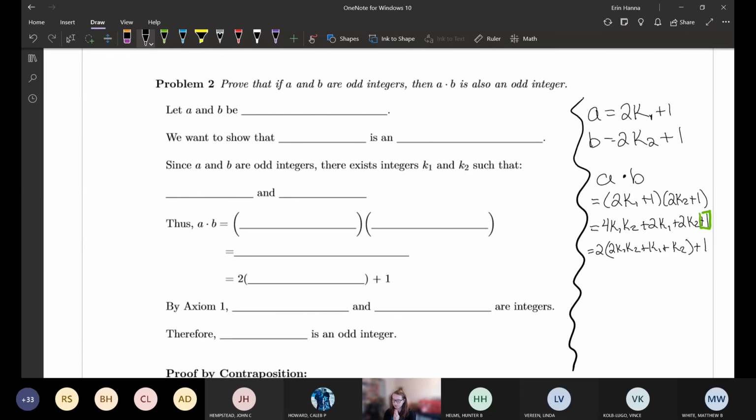So remember, to start off a proof, you always essentially state what you're given. So we are always given an if statement that we're assuming to be true. So we're going to let a and b be odd integers. That's what we're allowing them to be. And then remember, the next thing is we always want to say what we want to prove. So we want to show that a times b is an odd integer.